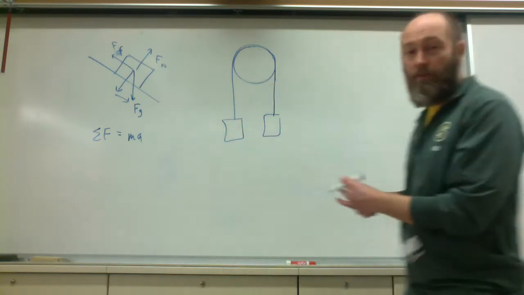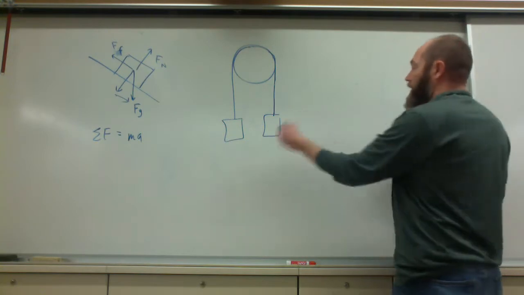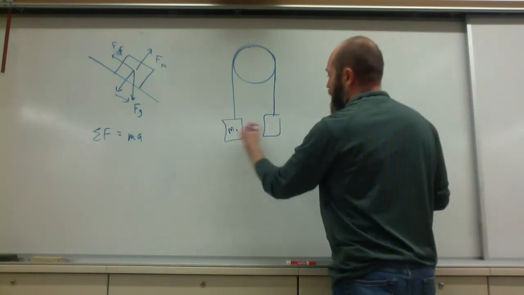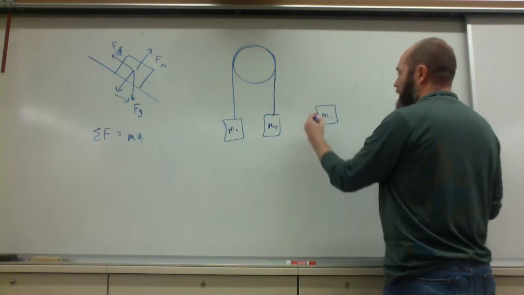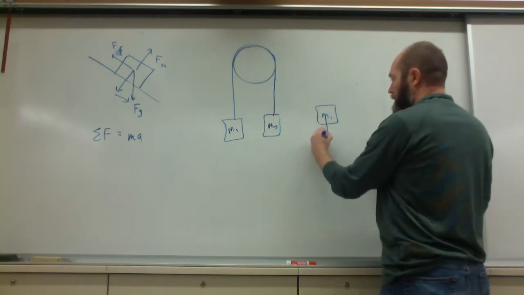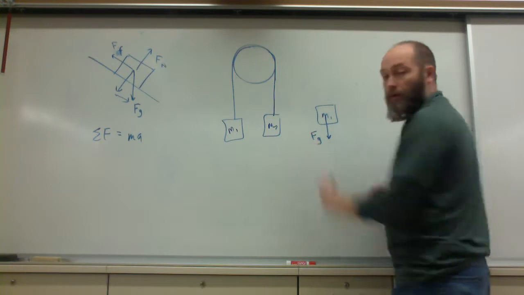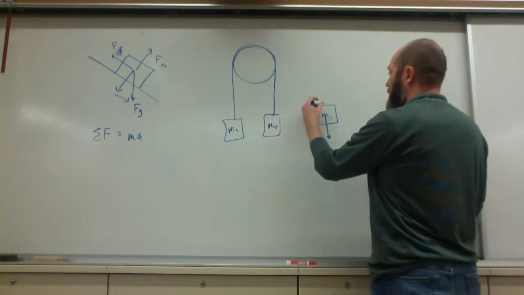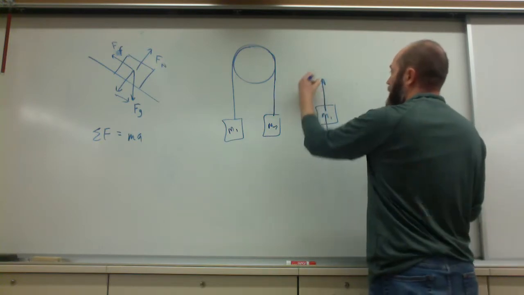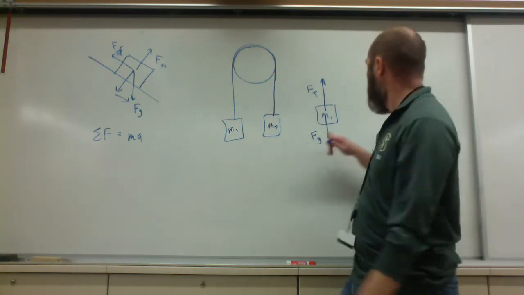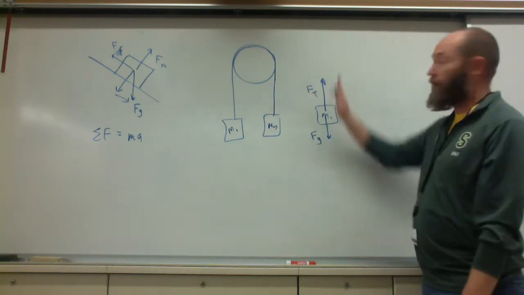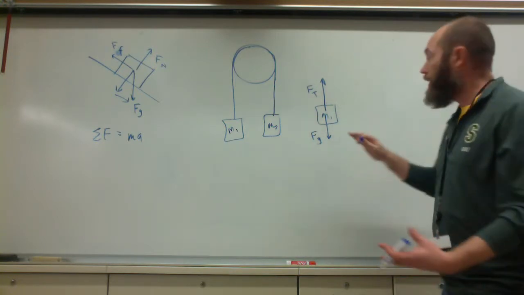So if I draw my 3 FBDs, it would look something like this. If I call this M1 and this M2, for M1 you would have the force of gravity down and the force of tension up. We'll say that M2 is more massive than M1, so it's going to accelerate up. So I'd have this bigger FT going up, okay?